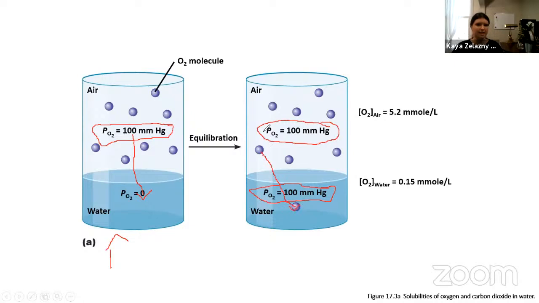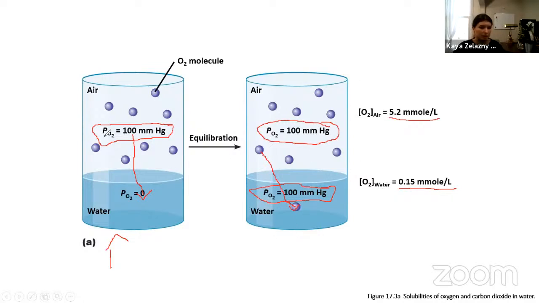Okay. So it is the case that at this specific partial pressure of 100 millimeters of mercury in the air, that corresponds to 5.2 millimoles per liter. Because of the solubility of oxygen in water, that is the equivalent of only 0.15 millimoles per liter of oxygen in the water. So that's the equivalence here.